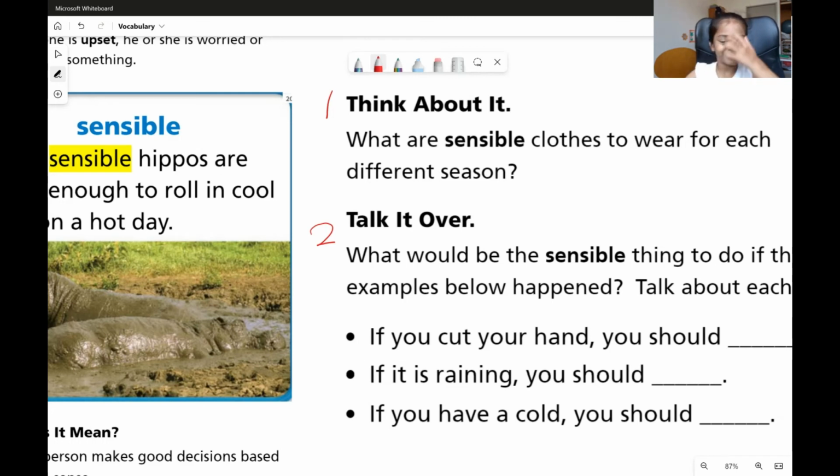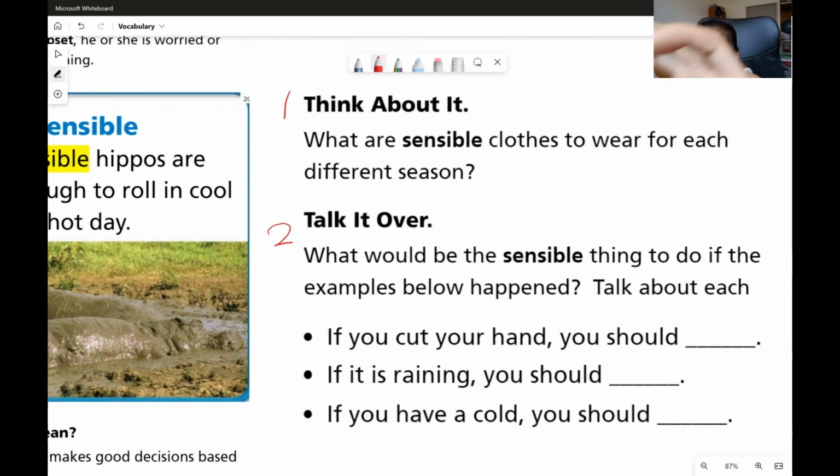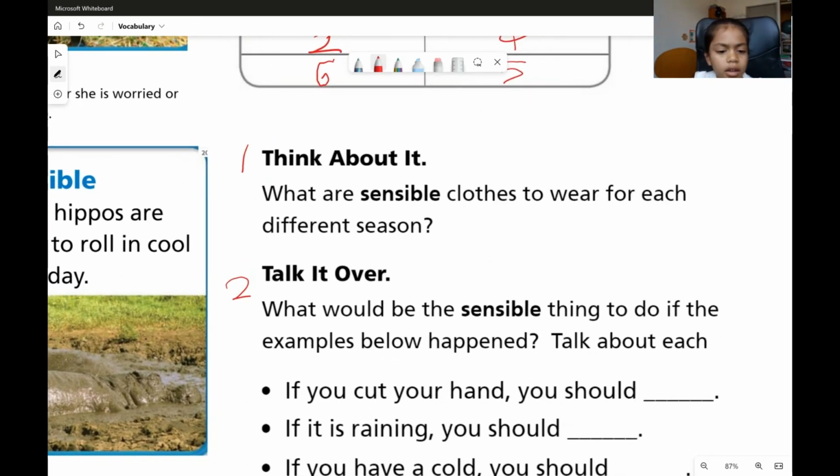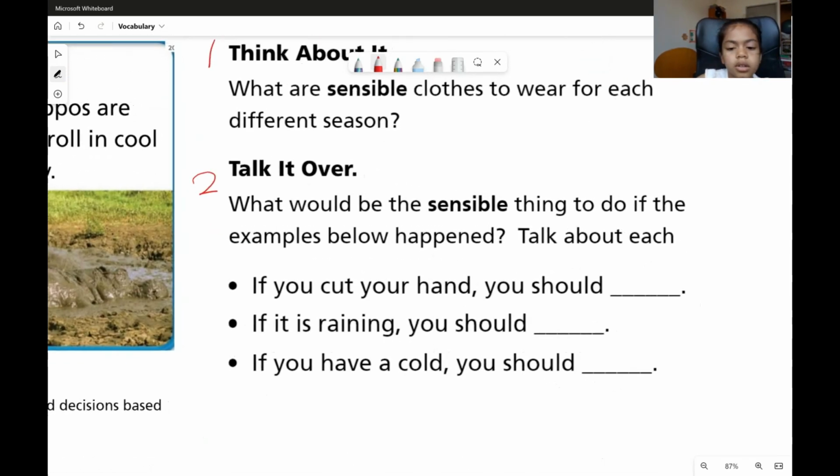It's summer right now. That's why I'm wearing this kind of thing. You can wear something like this in summer, right? And in fall, something like winter, because it's a little cold. And in the spring, something like summer, okay? Just use the same thing. And talk it over. Let's see. What would be sensible? So what we have to do here is, if you cut your hand, what should you do? If it's raining, what should you do, so it makes sense, and so on, okay?